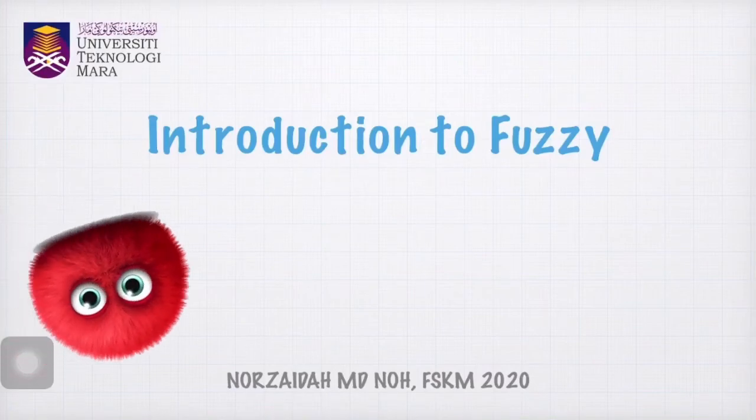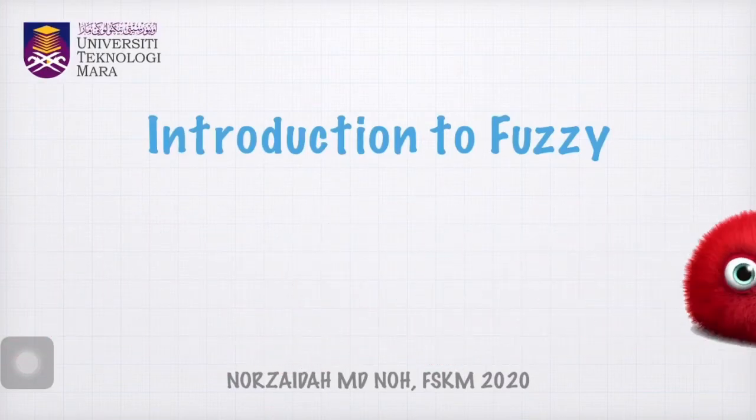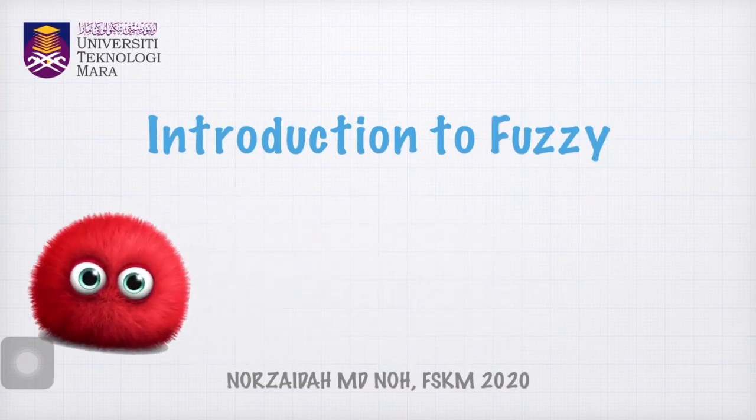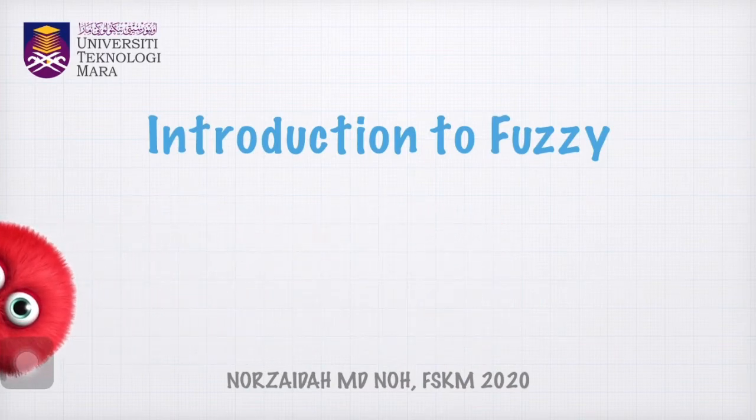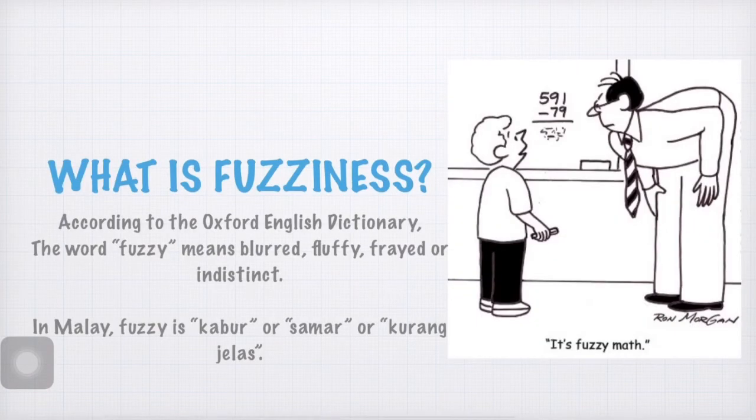Hi! Fuzzy logic has been applied in many AI technologies around the world, and it is one of the promising ways to handle uncertainty. What is fuzziness? According to the Oxford English Dictionary, the word fuzzy means blurred, fluffy, frayed, or indistinct. However, in Malay, fuzzy is more known as kabur, samar, atau kurang jelas.